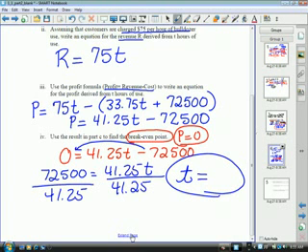So tell me what you got for the answer. So it'd be 0.578 then, right, hours. Because we want to do 3 decimal places, unless I tell you otherwise.